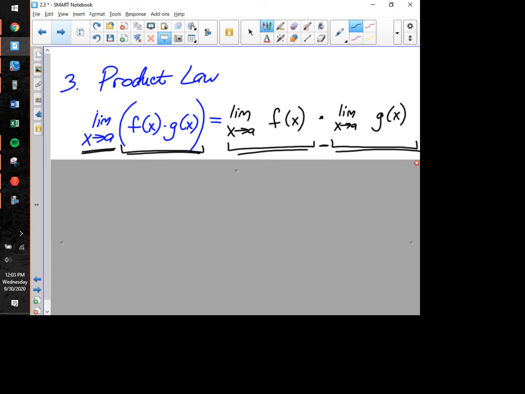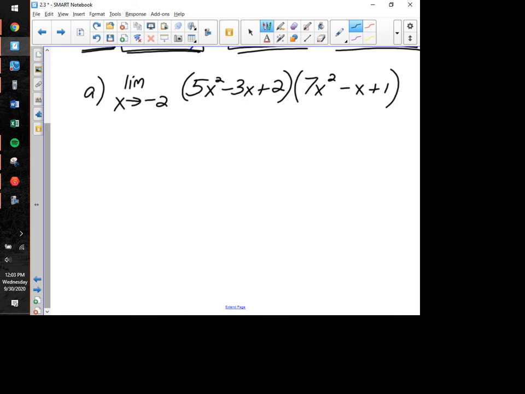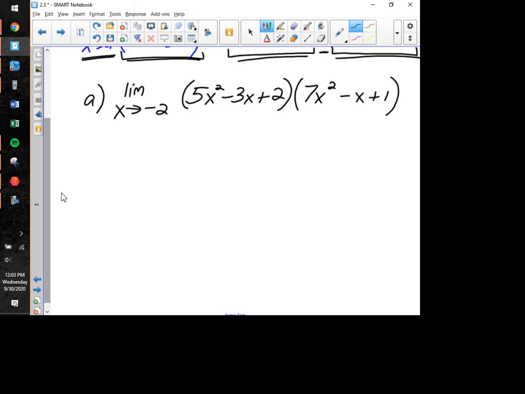So what does that do for us, everybody? That allows us to take an ugly problem like this. The limit as x approaches -2 of the product of two quadratic trinomials. So there would be like f of x and there would be g of x. And without this law, oh, this would be bad. We would need to put a set of brackets around all of this, and now we'd have to pretend like we're back in Algebra 1 and actually multiply out two trinomials, which would not be fun. It would start with a 35x to the fourth.